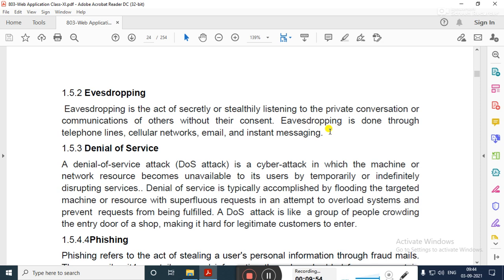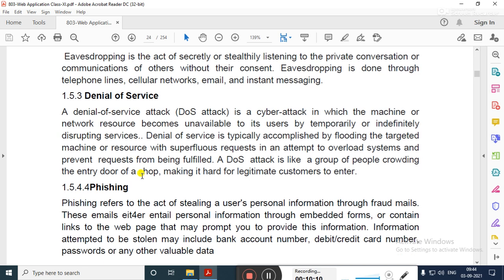To further define eavesdropping, it typically occurs when a user connects to a network in which traffic is not secured or encrypted and sends sensitive business data to colleagues. That is called eavesdropping.